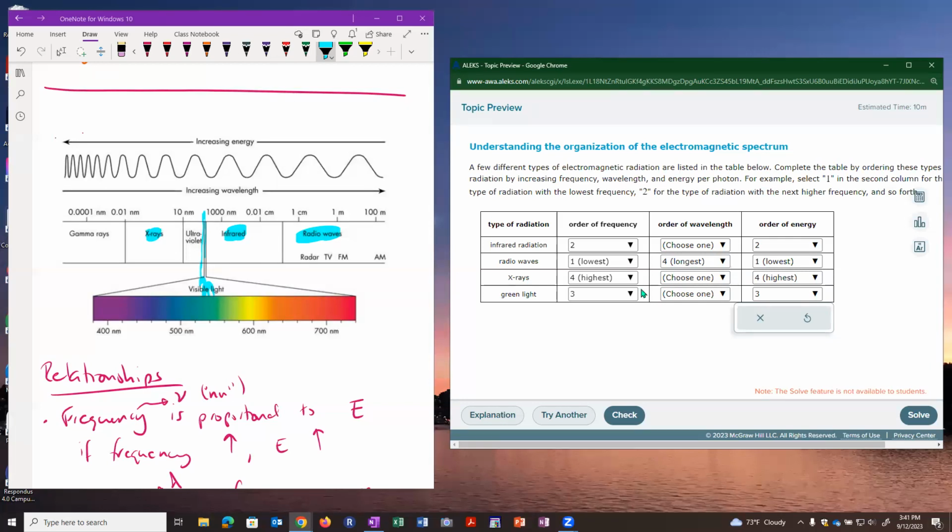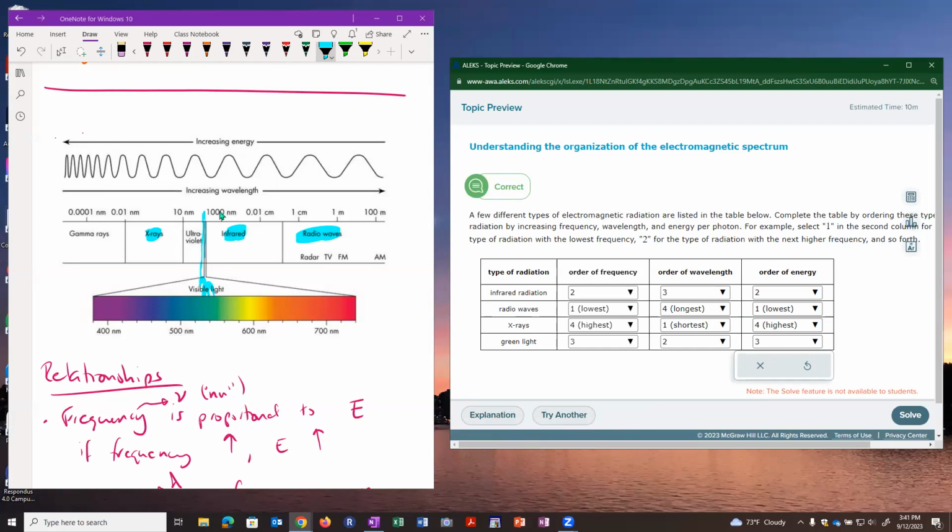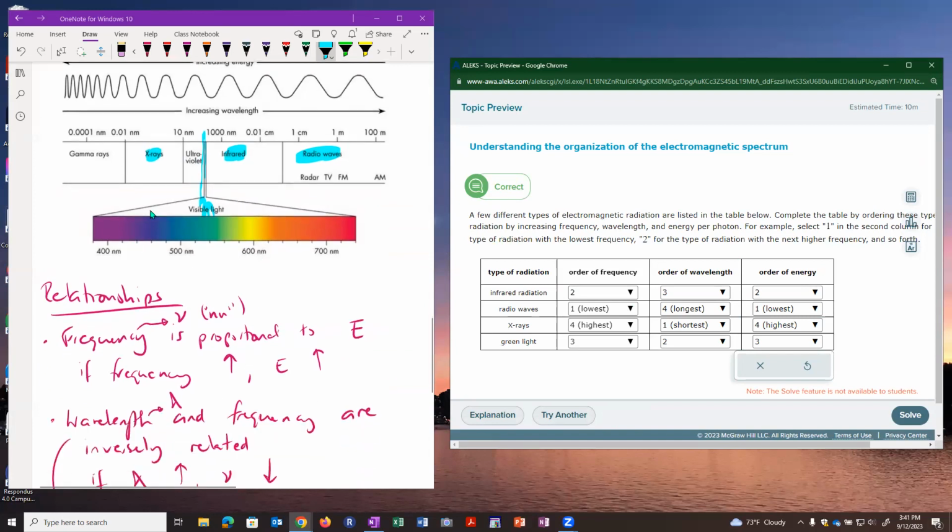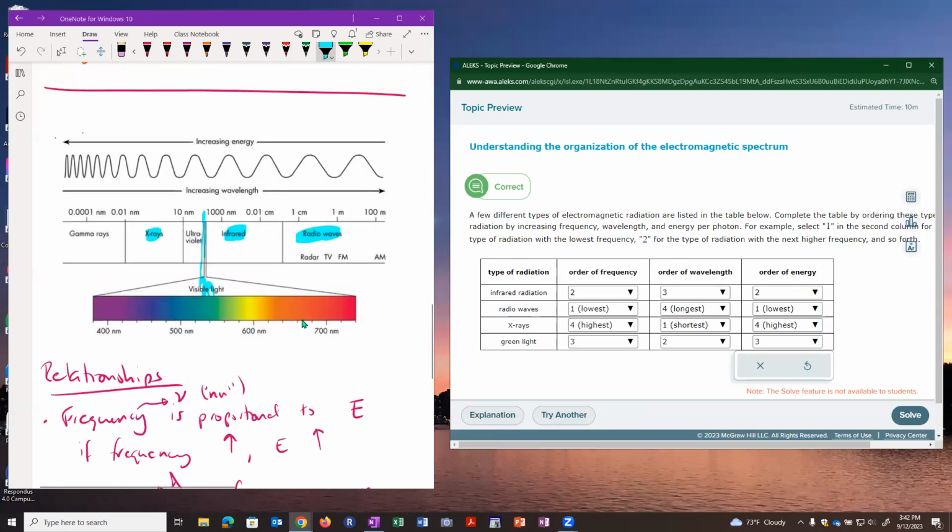Next would be our infrared, so it'll be 3, and next would be our green light, which would be 2, and then the shortest wavelength would be our X-rays. All right, so it'll be 1. So let's see, we got our numbers. Let's see if that works. So you need to have your spectrum available close by as a reference, and then just be aware of the relationships between energy and wavelength, energy and frequency and wavelength, etc.